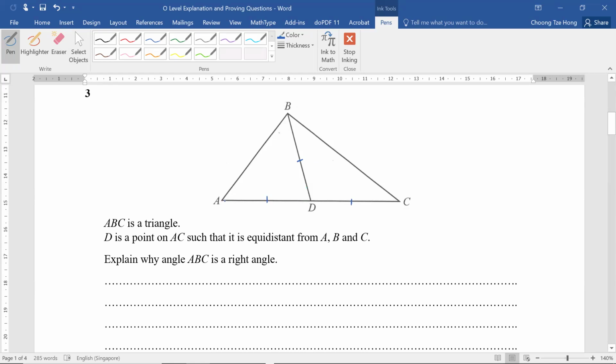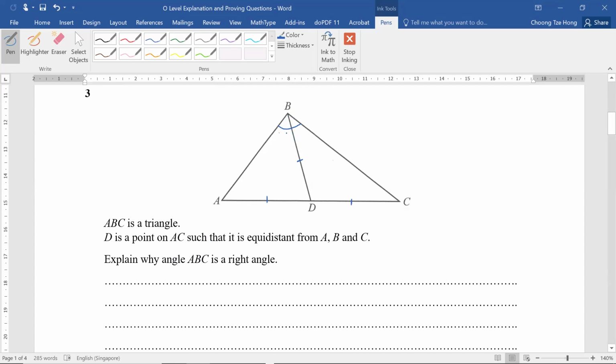Over here you can see now that we quite obviously have two isosceles triangles, triangle ABD and triangle BCD. Now we are asked to explain why this angle ABC over here is a right angle. So we are asked to explain why it's a right angle.